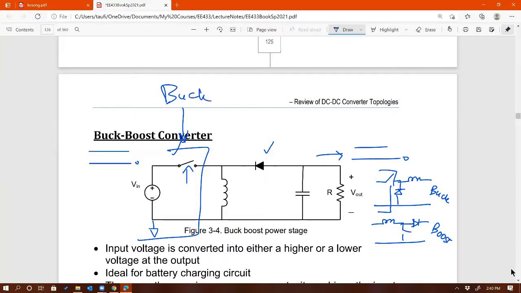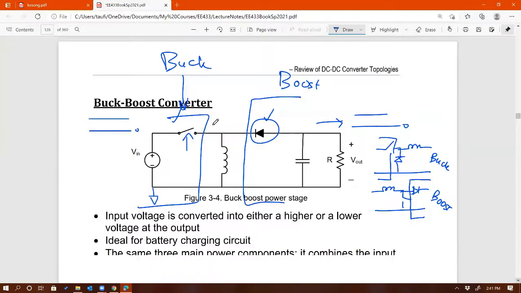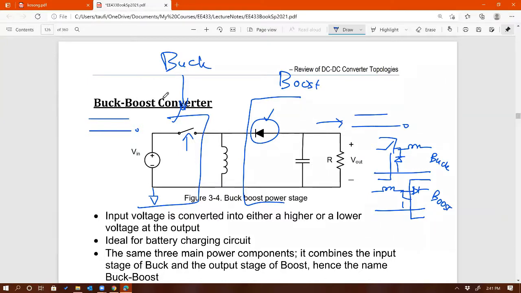Look at the output stage of a boost. It's a diode. Look at the output stage of the buck boost. It's a diode. So that looks like a boost, right? That's why it's called buck boost, because it's combining buck and boost. Unfortunately, when you combine buck and boost, you end up with bad input current characteristics and bad output current characteristics, right? And in EE433, we talk about how to improve this.